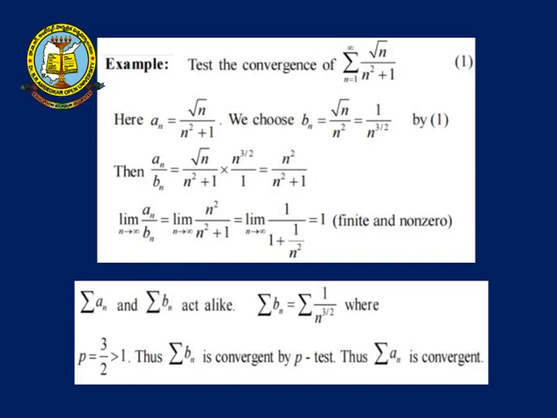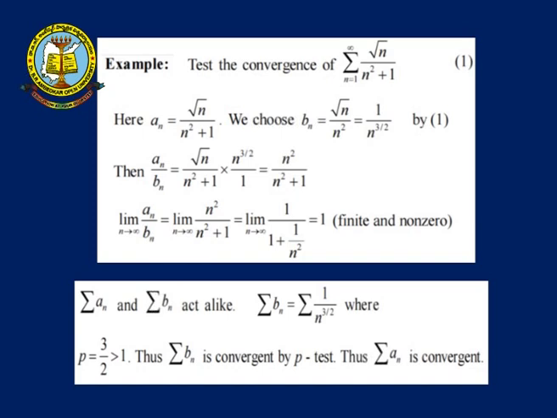Now I will take an example. As I mentioned, this is the most important problem you will be asked in the comparison test, one question in the examination. Test for convergence of sigma n equal to 1 to infinity of root n by n square plus 1. Like that you will be asked. So what you should do: a_n equals root n by n square plus 1.